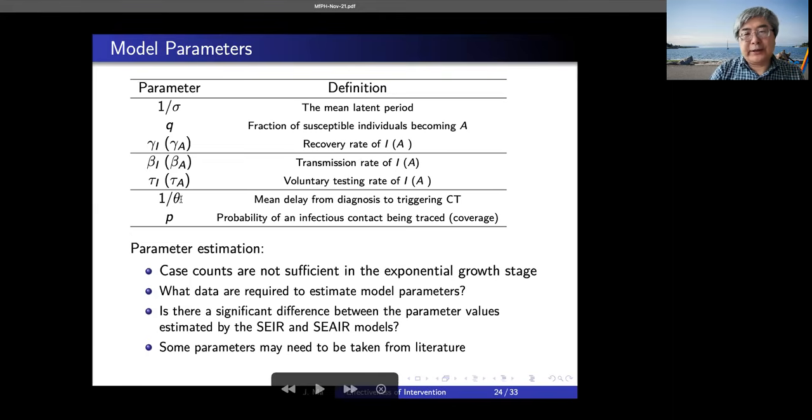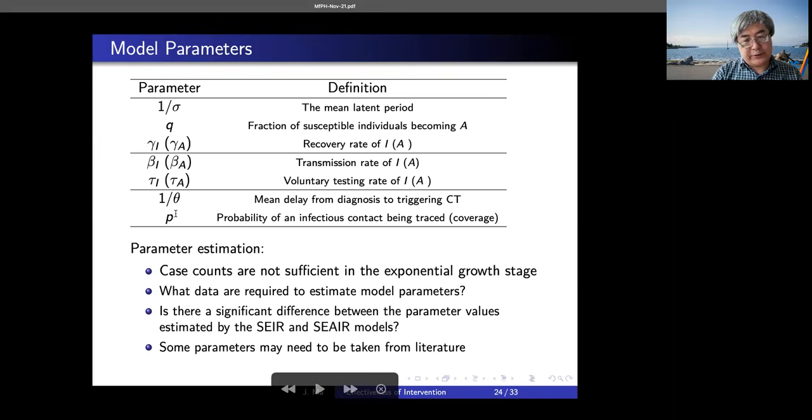And what's more interesting is the contact tracing related parameters. One is P, the fraction of the neighbors, or contacts, that we can catch by contact tracing. And 1 over theta is the delay between being diagnosed and triggering contact tracing. So these 2 parameters are what we want to evaluate or estimate. So we know that case counts are not sufficient because we have change in the transmission rate from other control measures and contact tracing.